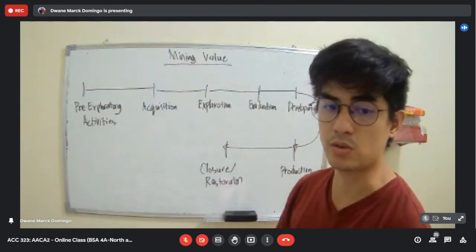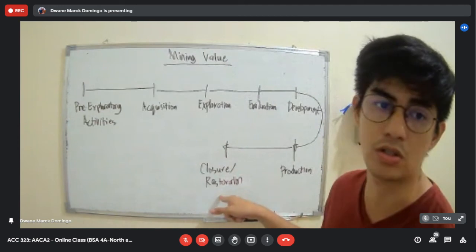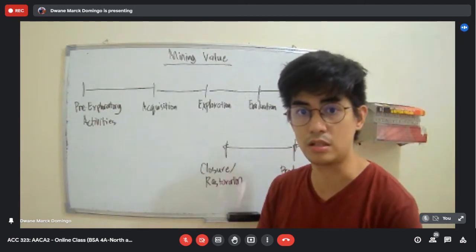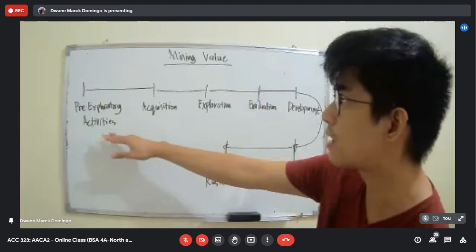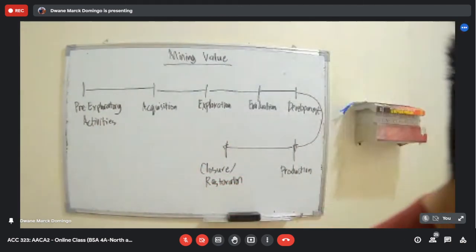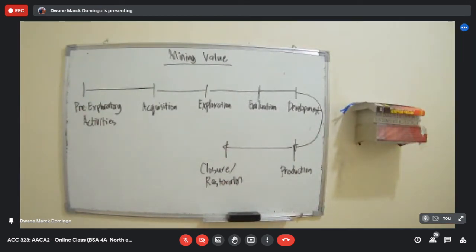So you need to restore. So may kaakibat na cost yun. So mamaya pag-usapan natin ano yung mga costs included in the wasting assets. So ito yung mga stages ng mining. So balik tayo sa Word document.